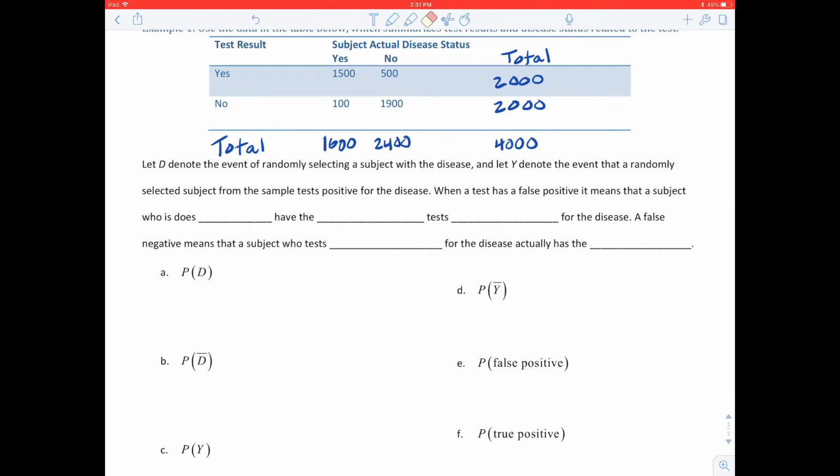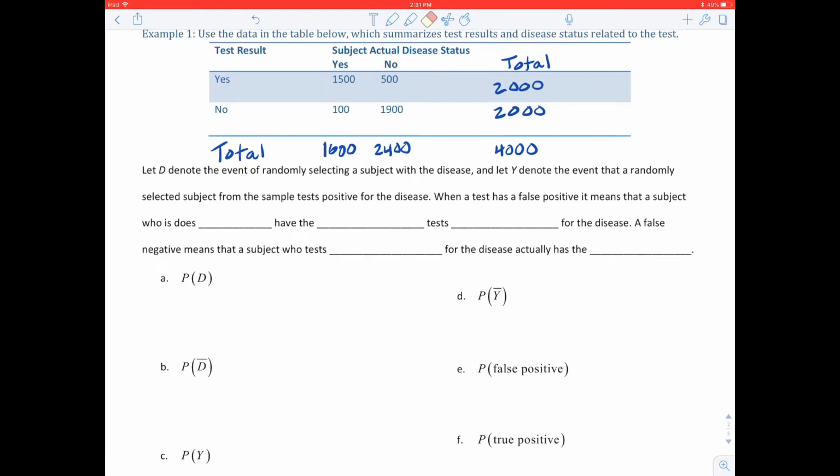Okay, so let's let D denote the event of randomly selecting a subject with the disease, and let Y denote the event that a randomly selected subject from the sample tests positive for the disease. So instead of having all these other letters, they either have the disease or they don't, so D or not D, and they either tested positive or didn't, so yes or not yes.